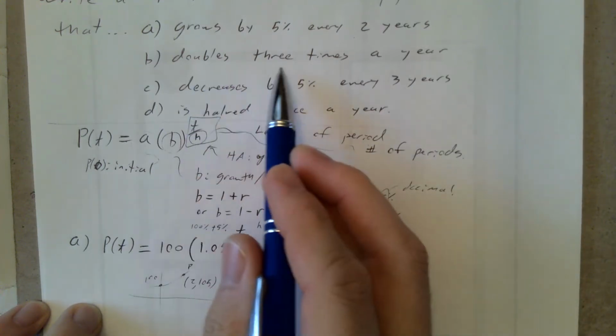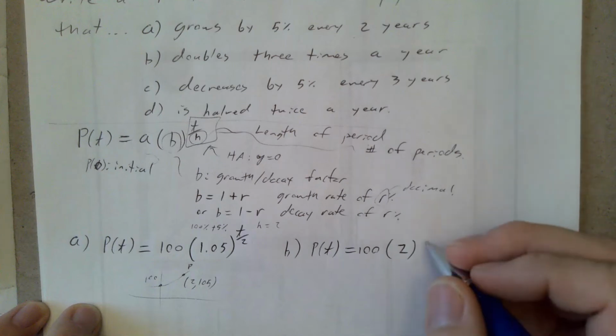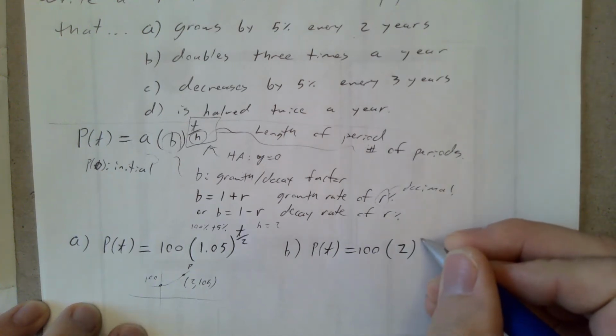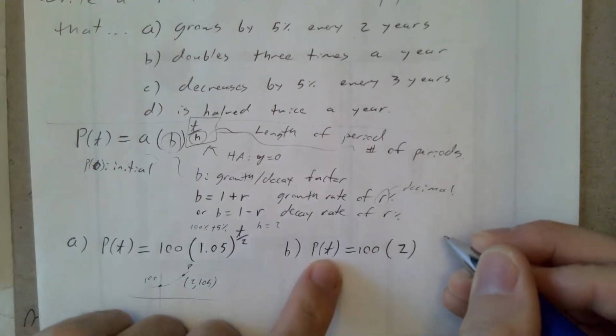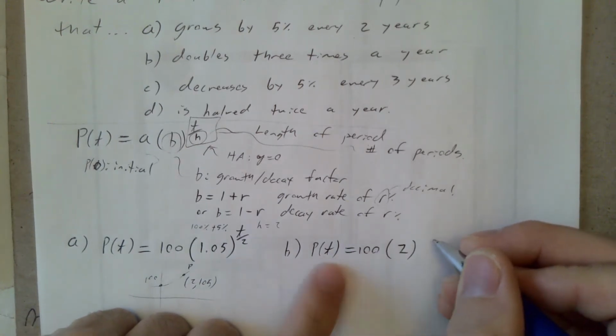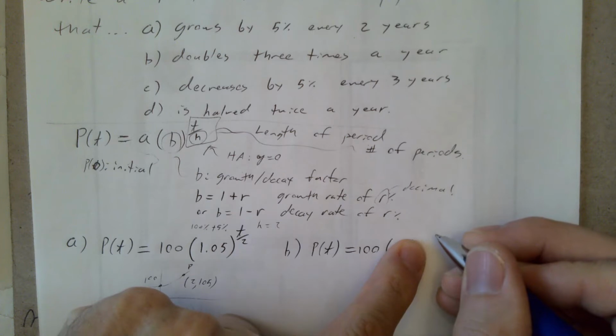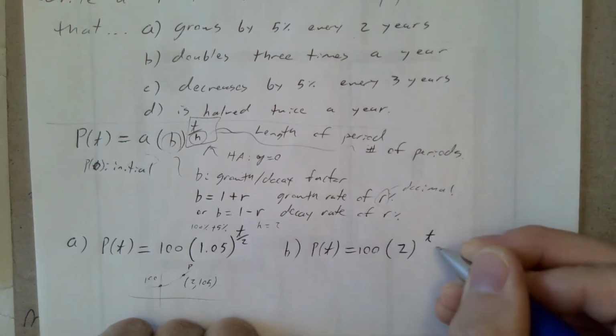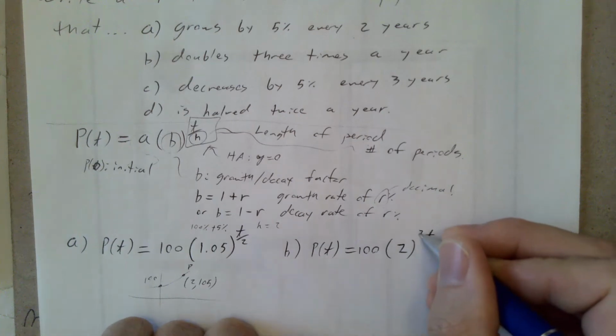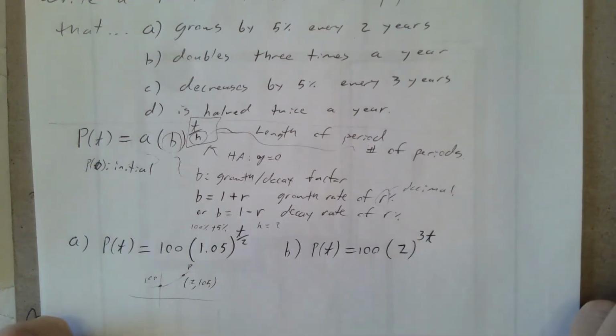And this says it doubles 3 times in a year. So this is a situation where I think it's just going to be easier to have my exponent count the number of growth periods. If I, for example, wait for 1 year, my exponent should be 3. Well, what do I do to an exponent of t to change it to an exponent of 3 when t is equal to 1? I multiply it by 3.